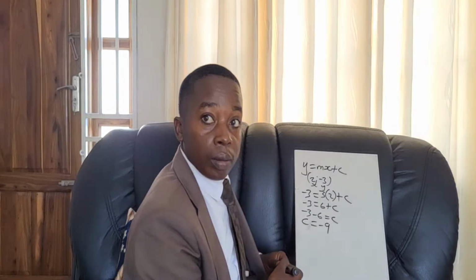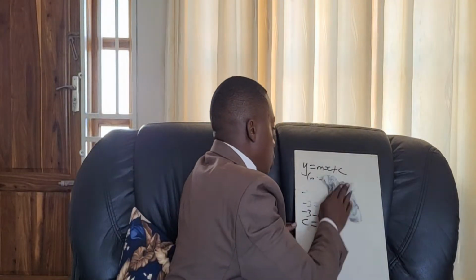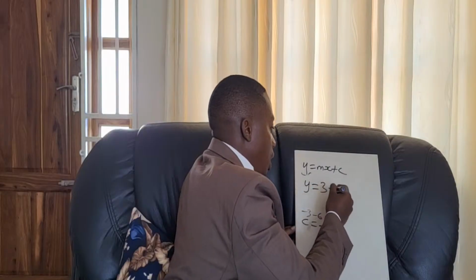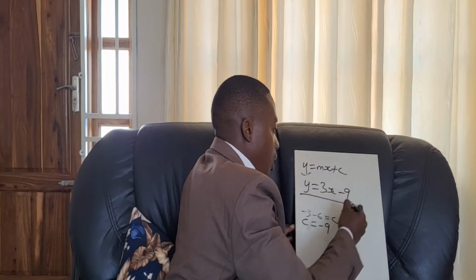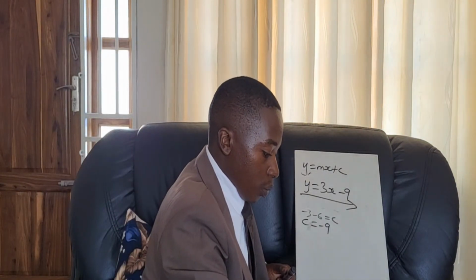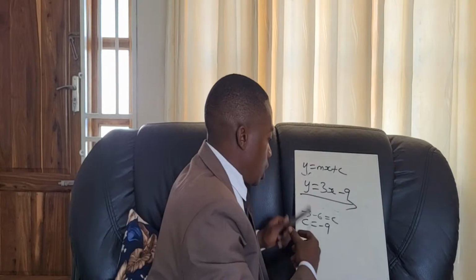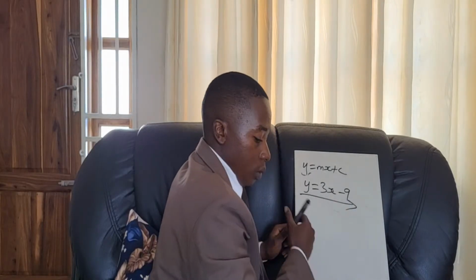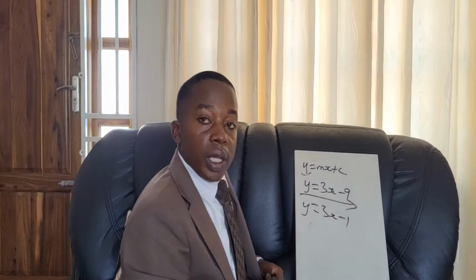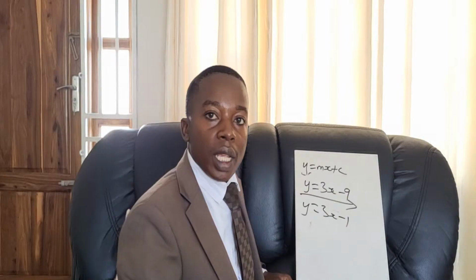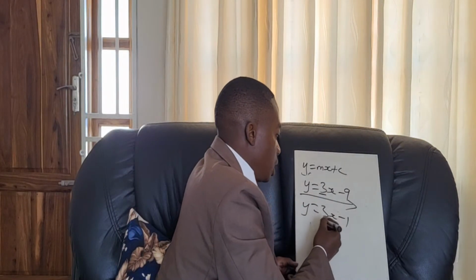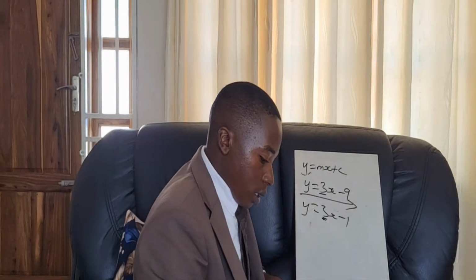Do you have any question? So the equation is y equals 3x minus 9. That's the equation, in the form y is equal to mx plus c. State the relationship between the line A and the line whose equation is y is equal to 3x minus 1. The relationship here is they are parallel lines. Why? Because parallel lines have the same gradient. You understand? Gradient here is 3 and the gradient here is what? Is 3.